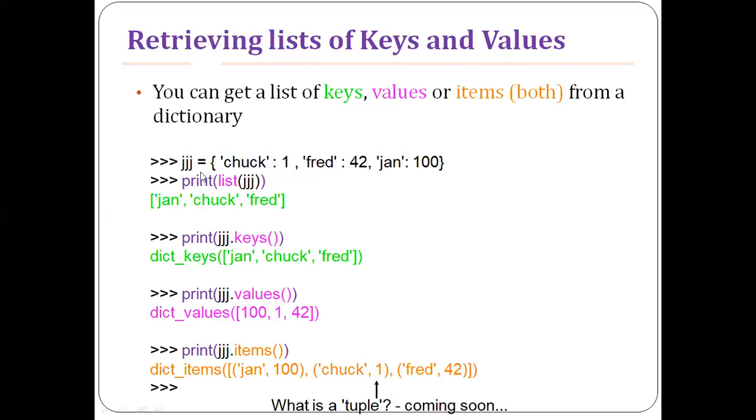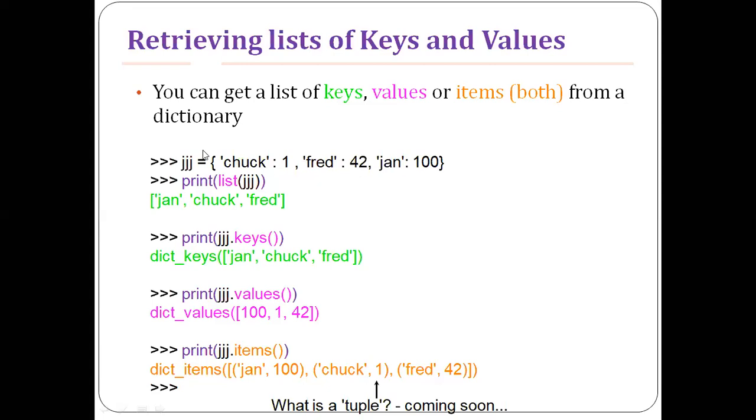So let us look at this. The first one, jj, is nothing but a dictionary, right? So if you want to retrieve the list from this dictionary, which is nothing but the lookup tags, it will list out all the tags, right?